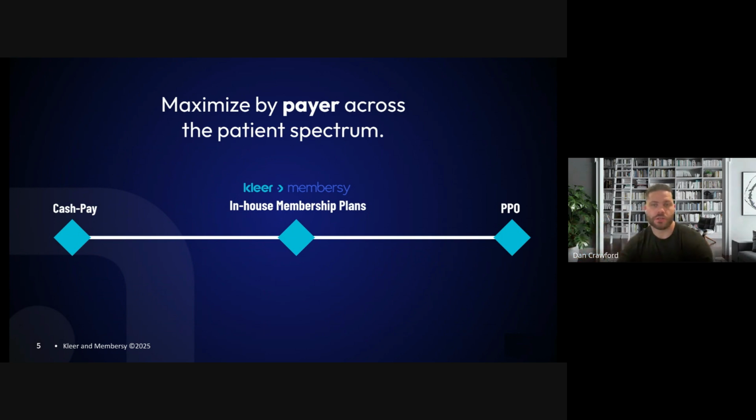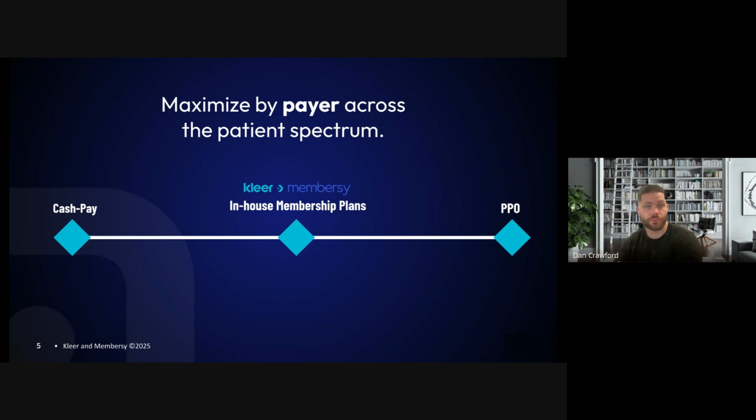So lastly, then, let's look at the patient spectrum and how that relates to the payer mix, right? So at Clear Membercy, we like to essentially segment your patients into three different kinds of cohorts. So you have your cash pay, so no coverage whatsoever. You've got your patients on either in-house dental membership or discount plans, whether that's something you administer on your own or you leverage a partner like Clear Membercy to handle that for you.